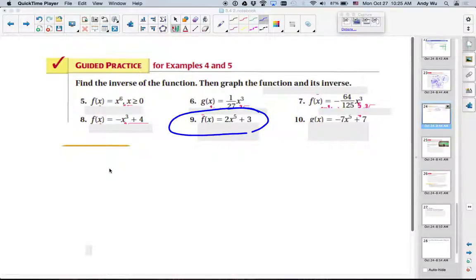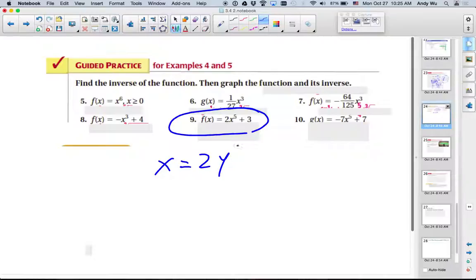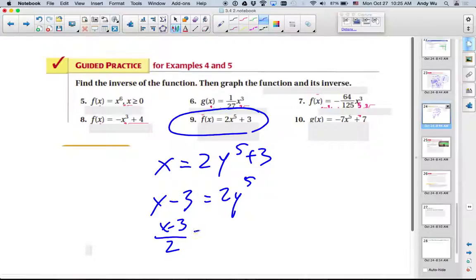Most of you have enough time to work on this. We're finding the inverse, which is 2y to the fifth power plus 3. x minus 3 equals 2y to the fifth, x minus 3 over 2 equals y to the fifth, fifth root.